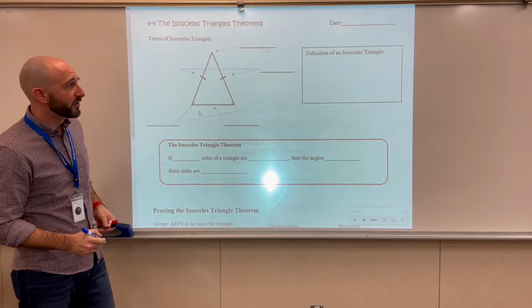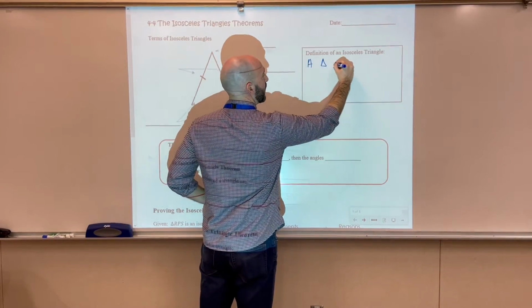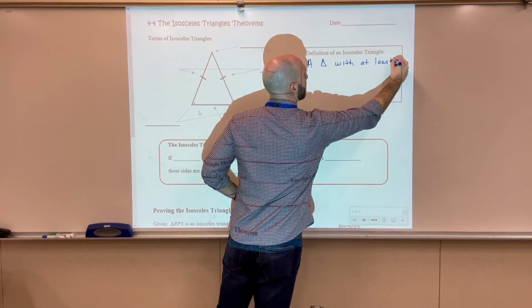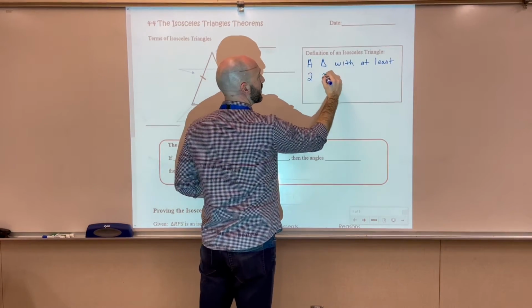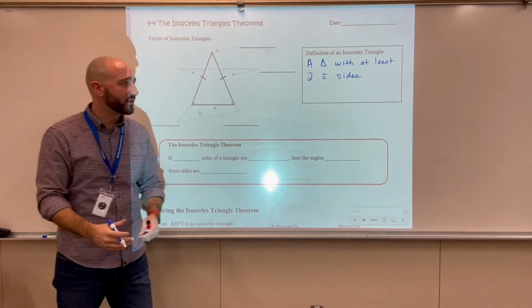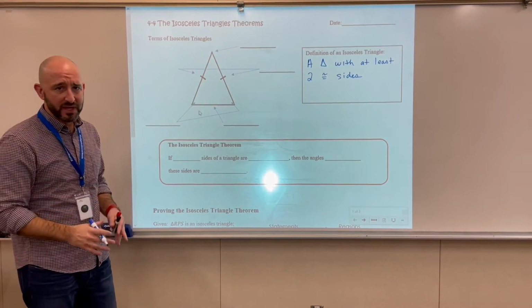First things first. Definition of an isosceles triangle. An isosceles triangle is a triangle with at least two congruent sides. Okay, so again, an isosceles triangle is a triangle with at least two congruent sides.